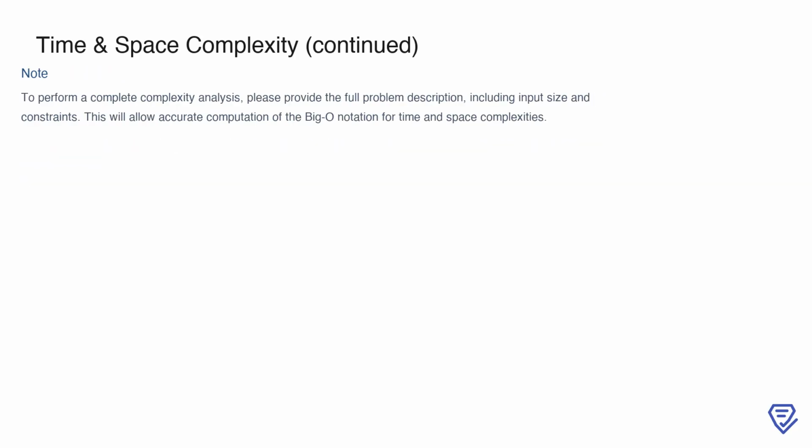It's important to note that a complete complexity analysis requires the full problem description, including details like the input size and constraints. These are essential for accurately calculating the Big O notation for both time and space complexities. Without this information, we can only outline the general methodology for such an analysis. Once the problem is fully detailed, it becomes possible to assess the computational efficiency of the algorithm, identify bottlenecks, and optimize the solution as needed. This structured approach ensures that we can deliver both accurate and meaningful complexity evaluations tailored to the problem at hand.